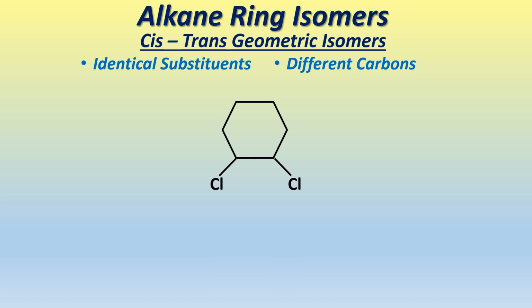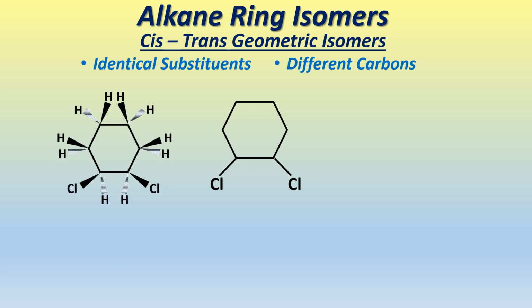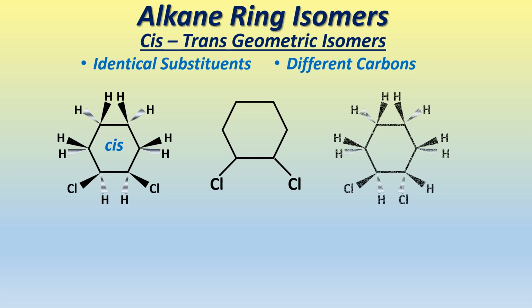So, with the same molecule, 1,2-dichlorohexane, one sees with a projection figure both chlorines are pointing up in this case, which makes it cis. In the second case, the projection shows one chlorine coming out of the screen, the other one going backwards, which makes it the trans isomer.